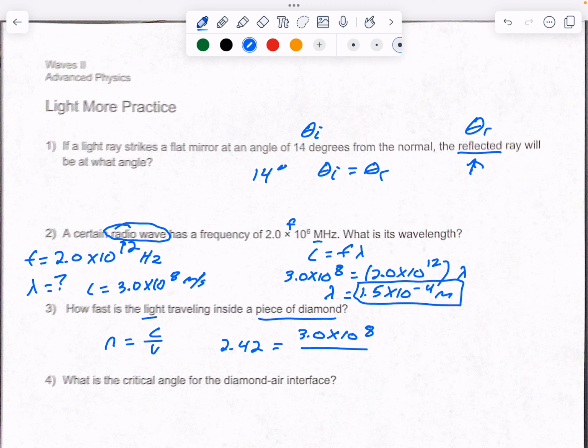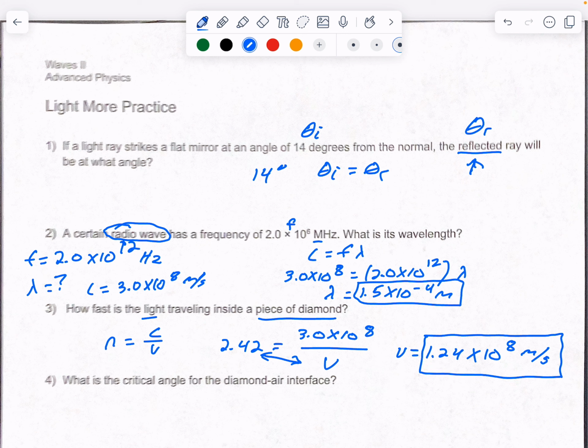And then velocity is what you're looking for inside that diamond. So we're just trying to figure out how much it slows down in that diamond. Remember, you can switch these two. So you're going to divide 3.0 times 10 to the 8th by 2.42, and you get a velocity of 1.24 times 10 to the 8th meters per second. Again, that's still very fast. So light still travels very fast in diamond, but since it's so dense, it does slow down.